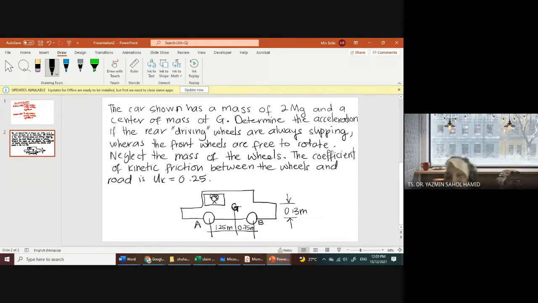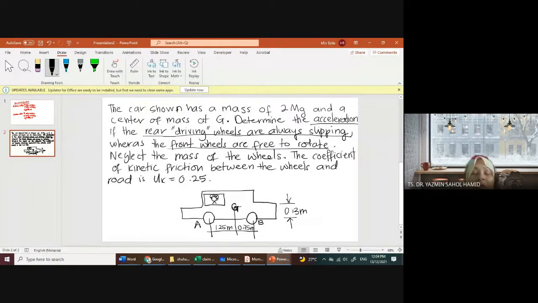Okay. Alright. So the car shown has a mass of 2 Mg and center of mass at G. So dia punya center at G. Determine the acceleration if the rear driving wheels are always slipping. So dia kata rear wheel. Siapa tahu rear driving wheel tu wheel depan ke wheel belakang? And the front wheels are free to rotate. So dah bagi clue lah.